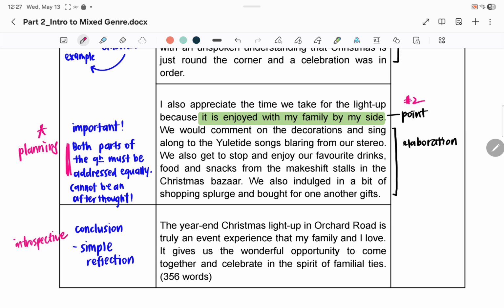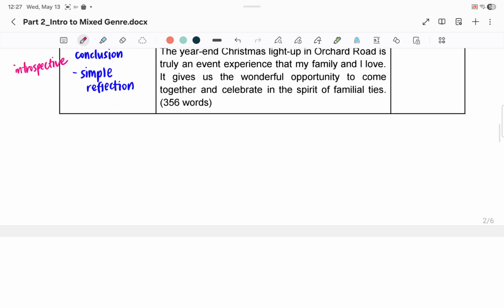Think about, are there any values that you have gotten? Is there something that has touched you emotionally? Write about something like that, right? So that will help to round off the entire essay nicely. Okay, so this is one example. Let me show you a second example.